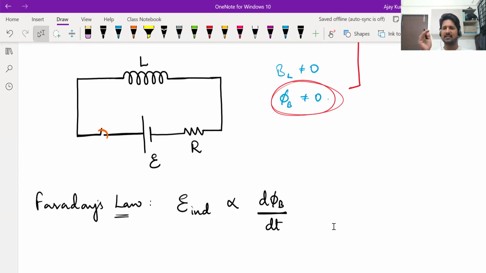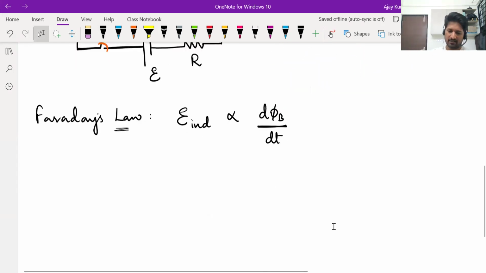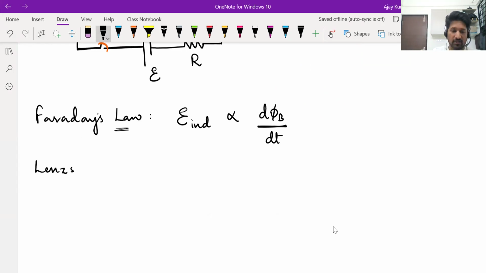If flux increases rapidly, more EMF will be produced. If flux decreases rapidly, also more EMF will be produced. Okay. And then comes Lenz's law. Yeah, Isha, tell me, what is the direction of induced EMF or what does it tend to do?